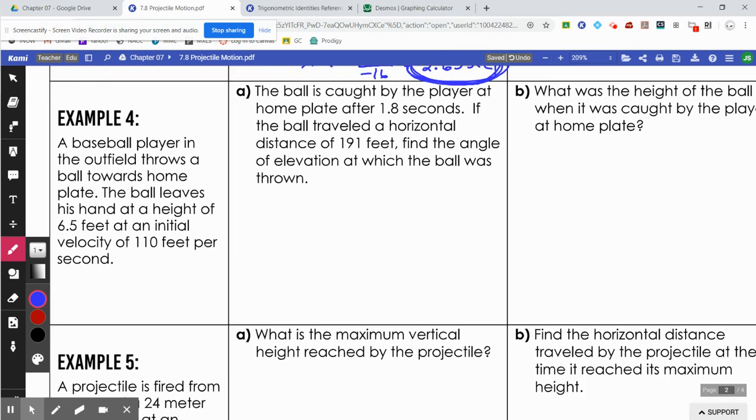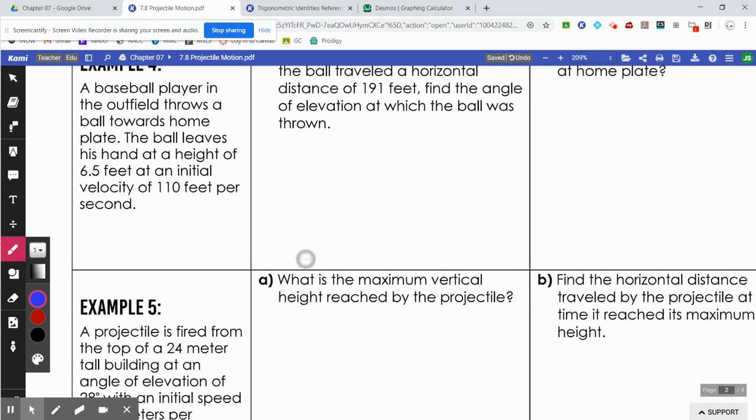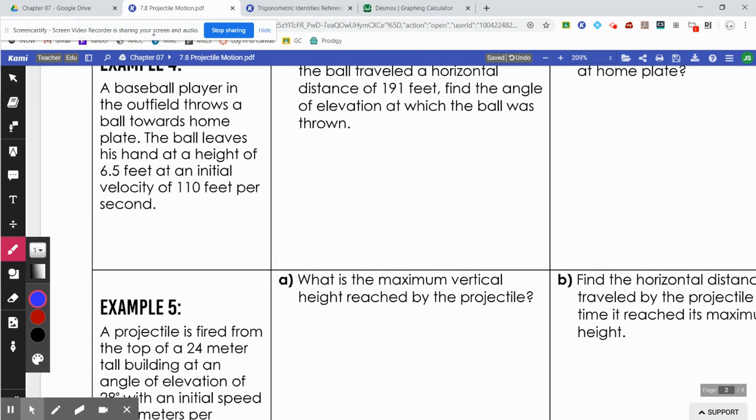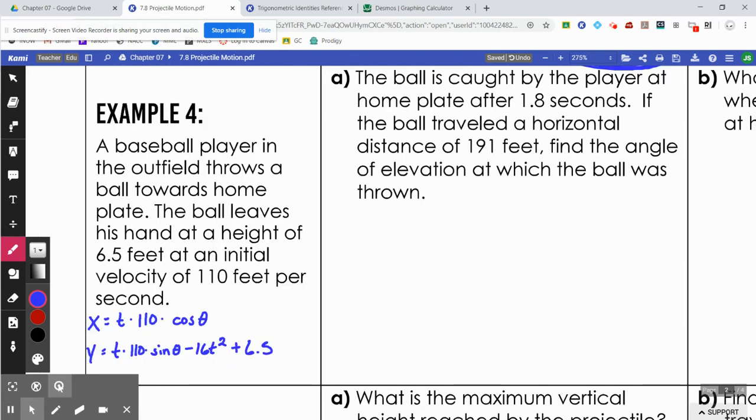The next example, example 4: a baseball player in the outfield throws a ball towards home plate. The ball leaves his hand from a height of 6.5 feet. Initial velocity is 110 feet per second. So let's go ahead and write our equations right here. And there they are. Now, I do want to point out they did not give us an angle of elevation. They give us an initial height, which was 6.5, and an initial velocity of 110. Since we were talking about feet in both of these, then we use 32 for our acceleration due to gravity. And there are our two equations.